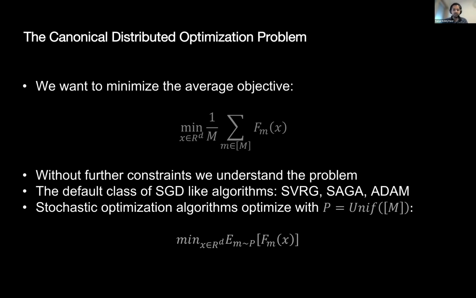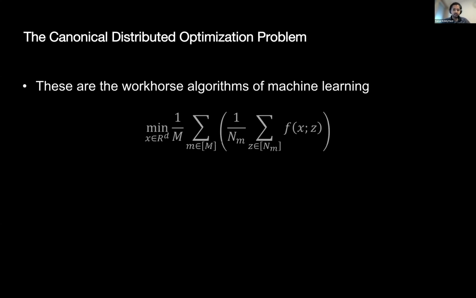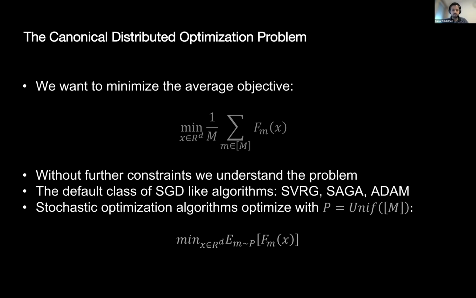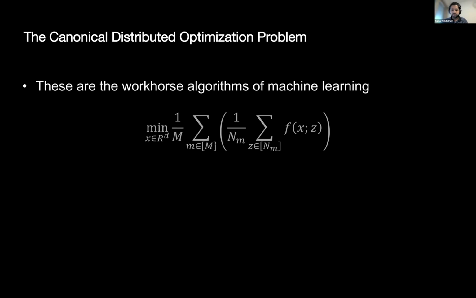But usually you do not have unconstrained access to these objectives. There are constraints. And one of the major constraints is communication, which I'm going to come to in the next slide. But before that, these algorithms, SVRG, SAGA, or Adam, you might know of them because these are the workhorse algorithms of modern machine learning. So most modern machine learning, like big neural network models, which you want to train, are trained on multiple GPUs.